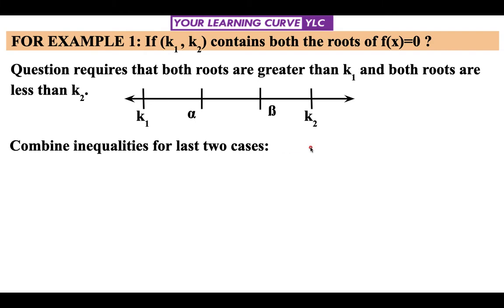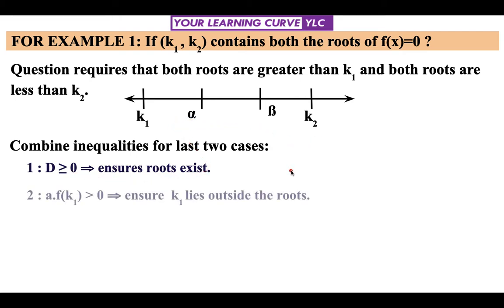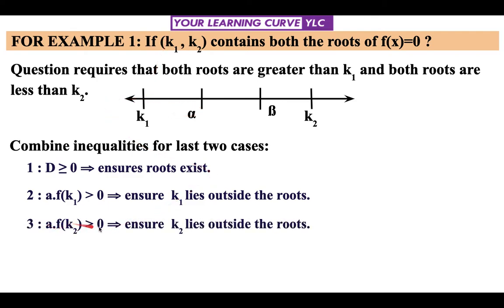So in the last two cases, we observed that the first two inequalities are the same. That is, we have to first ensure that the discriminant is greater than or equal to 0, that is, the roots exist. Then you have to make sure that a times f of k1 is positive, that is, k1 lies outside the roots. A times f of k2 is positive, meaning k2 lies outside the roots.